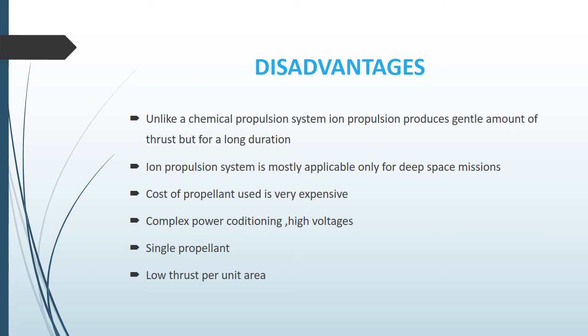Now see the disadvantages of ion thrusters. First, unlike a chemical propulsion system, ion propulsion produces a gentle amount of thrust but for a long duration. Second, the ion propulsion system is mostly applicable only for deep space missions. Third, the cost of the ion propellant used is very expensive. Fourth, complex power conditioning and high voltage. Fifth, a single propellant is used, and last, low thrust per unit area.